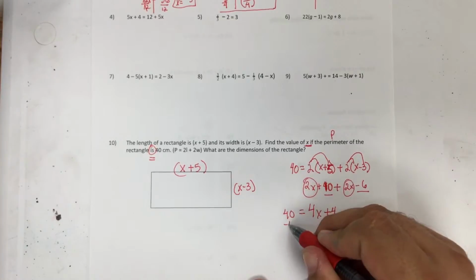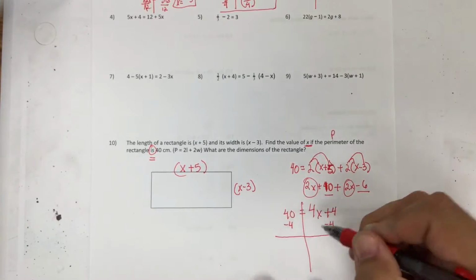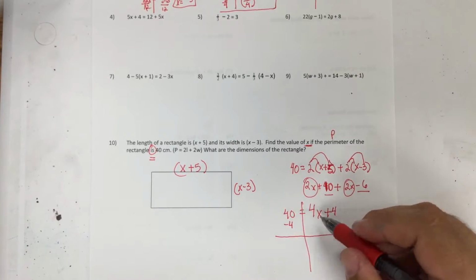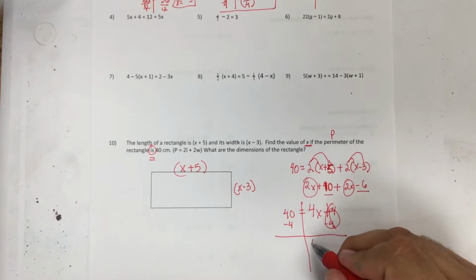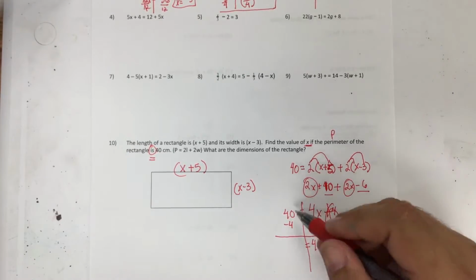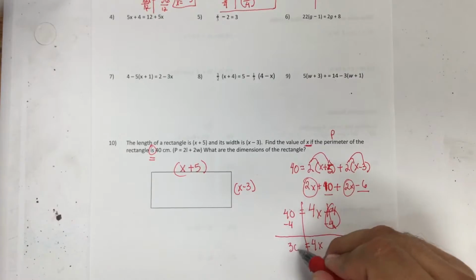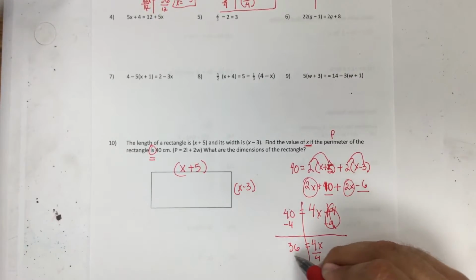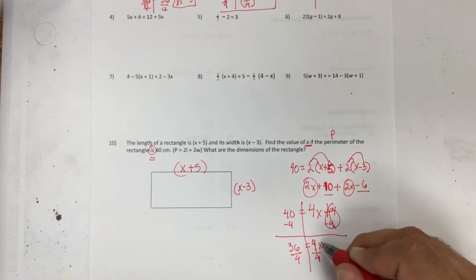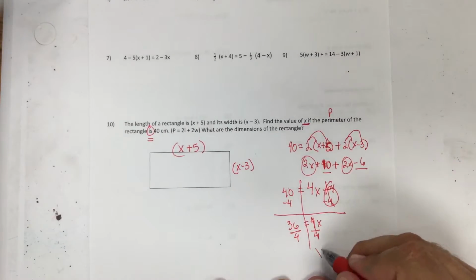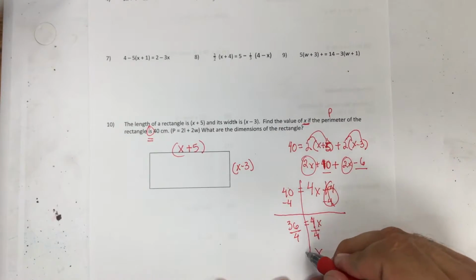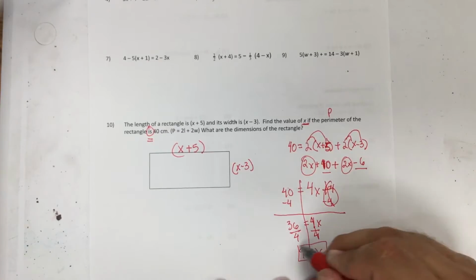Minus 4 to both sides, just like we did before. Plus 4 minus 4 is 0. That cancels out, leaving me with 4x equals 40 minus 4, which is 36. Now I can divide both sides by 4 to simply get 1x, or just x. 36 divided by 4 is 9. So that tells me x is equal to 9.